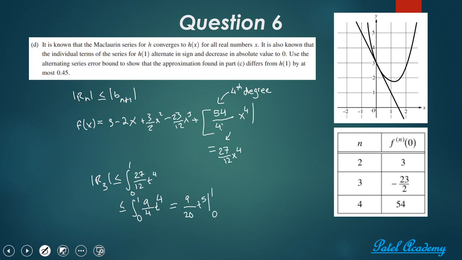When you have 1, our answer becomes 9 over 20, and then 0 is 0, so our final remainder has to be 9 over 20, and so the absolute value of our remainder has to be less than or equal to 0.45 by the alternating series error bound.